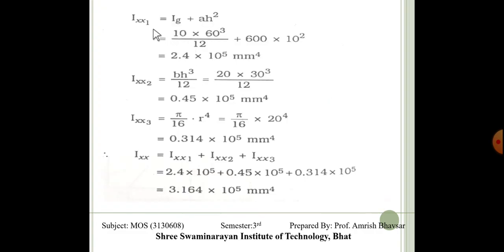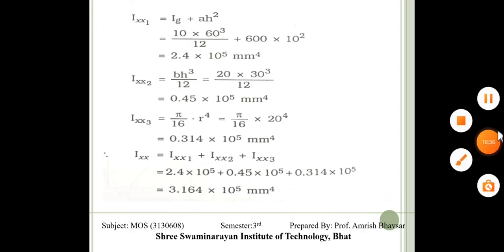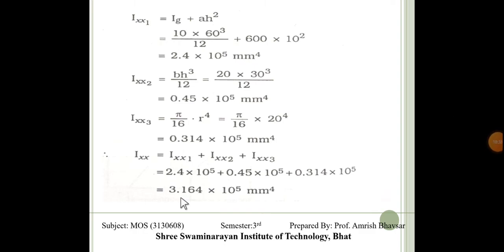So Ixx1, that is Ig plus Ah square, Ixx2 is Bh cube by 12 and Ixx3 is pi by 16 r raised to 4. We have to memorize this equation for the half circle, quarter circle. So Ixx is equal to Ixx1 plus Ixx2 plus Ixx3. So the summation of these three is 3.164 into 10 raised to 5 mm raised to 4.